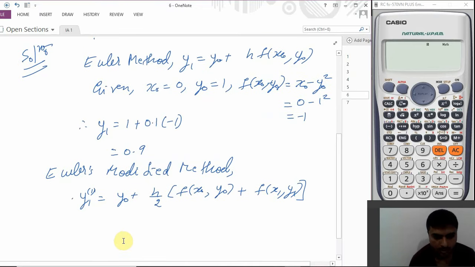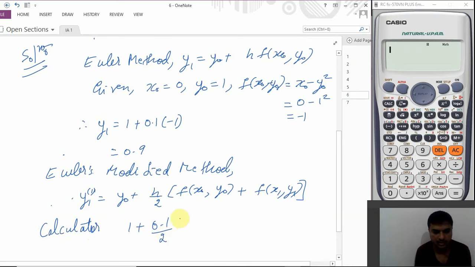Yes, can anybody tell me what will be x1? X naught is 0 plus h, we have taken 0.1, therefore x1 is equal to 0.1. So we are going to take here in the calculator 0.1 minus y square. Oh, it is minus there, so please take minus. Okay, no problem, x naught minus y square. Put it in the calculator students immediately.